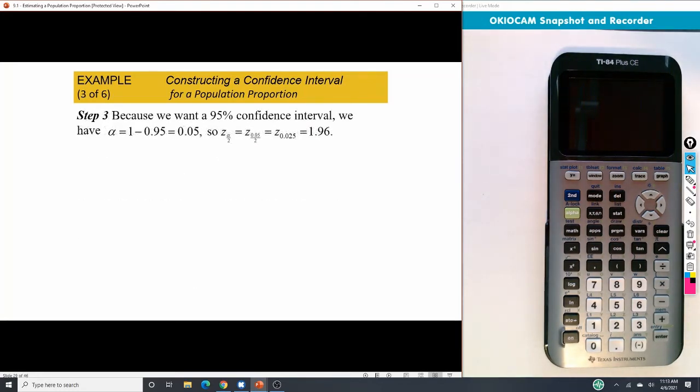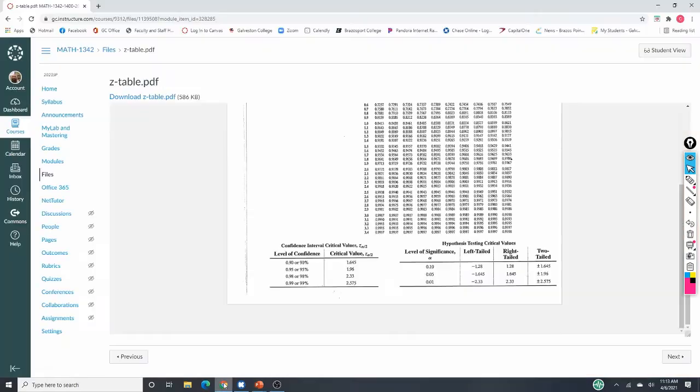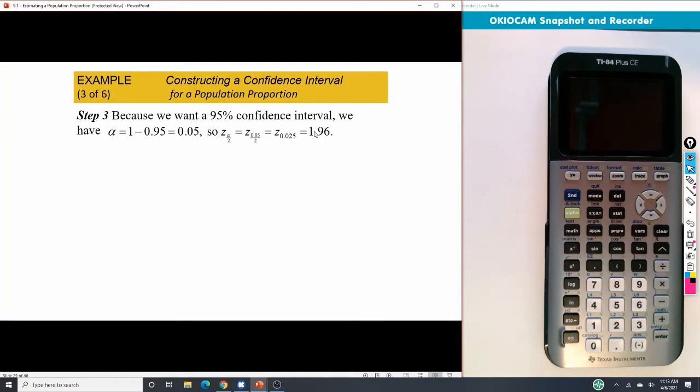Now, if we were to look back at our table, we said 95% confidence. So let's go back over into Canvas here. So again, 95% confidence gives me the 1.96. So that's where they came up with this 1.96. If we needed other ones, they're going to stick typically to those 4 that are in your table.